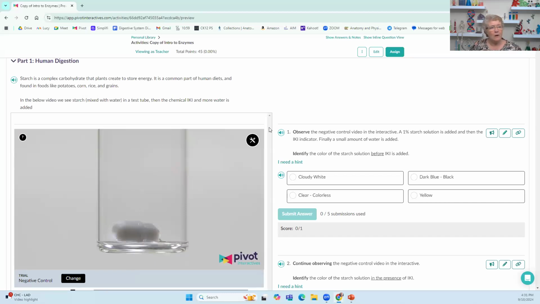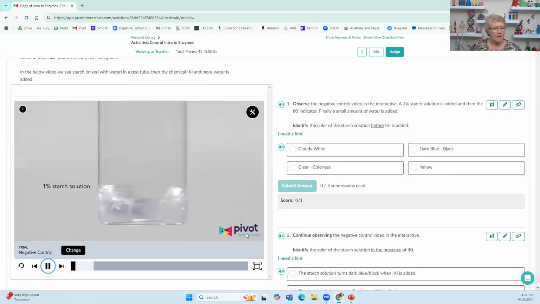So once we've read the background information, we go over here to number 1. Observe the negative control in the video right here, trial negative control. We're observing that. A 1% starch solution is added, and then the IKI indicator. Finally, a small amount of water is added. We're going to identify the color of the starch solution before the IKI is added. So let's start the interactive and watch.